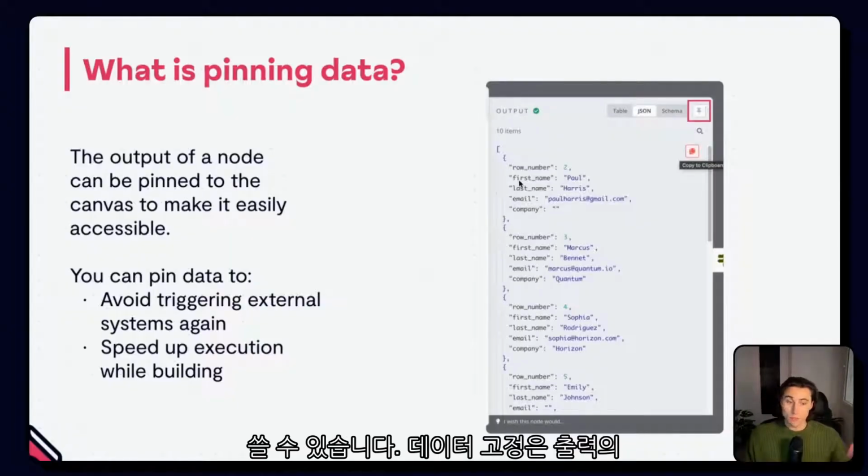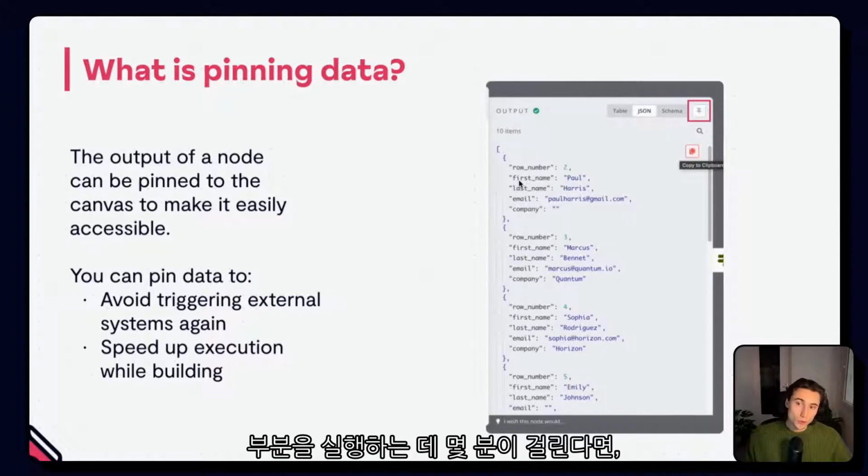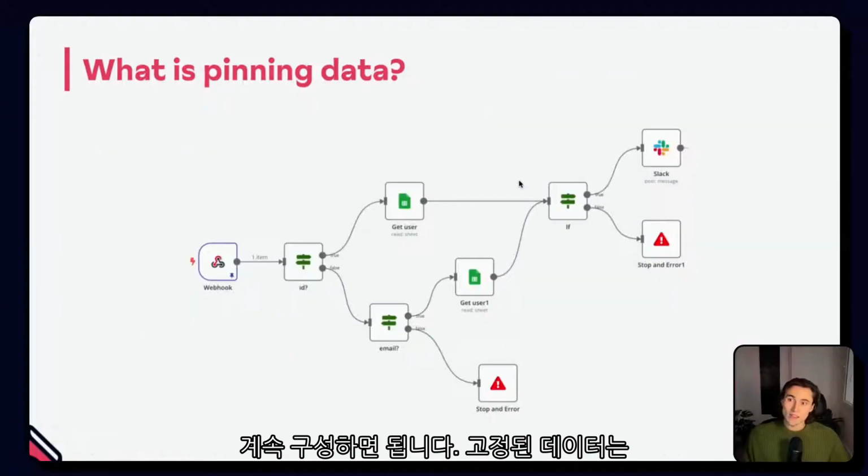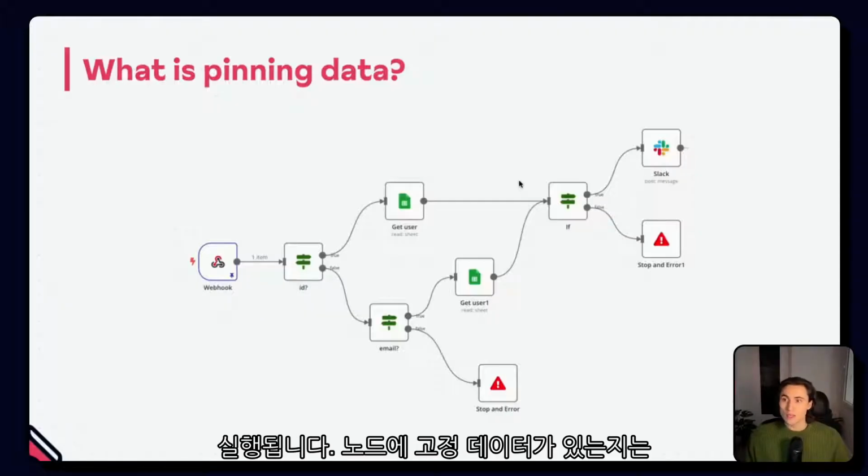building. You can pin data by clicking on the little pin icon that you can see to the top right of the output. For example, if a part of a workflow takes a few minutes to execute, you can just pin the final node and continue building your workflow from there. Pinned data is only used for test executions, not production ones, where the node is always executed. You can see if a node has pinned data by the blue icon on the canvas.